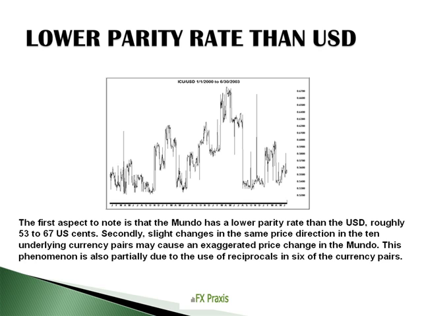The following is the line chart for the Mundo during the same time frame. The first aspect to note is that the Mundo has a lower parity rate than the USD, roughly 53 to 67 US cents. Secondly, slight changes in the same price direction in the 10 underlying currency pairs may cause an exaggerated price change in the Mundo. This phenomenon is also particularly due to the use of the reciprocals in 6 of the currency pairs.